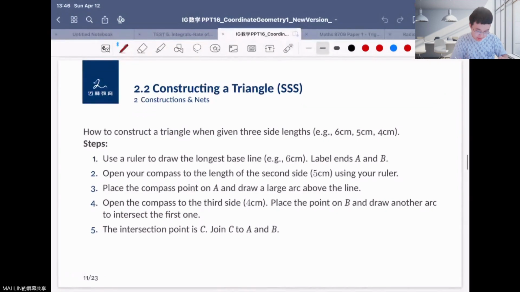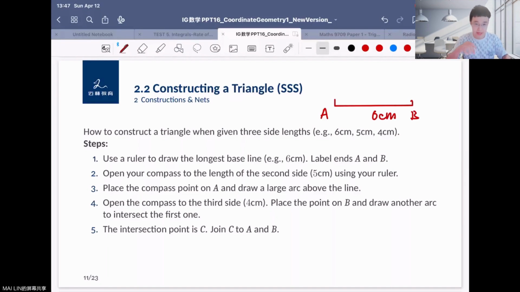If you want to construct a triangle with sides 6 centimeter, 5 centimeter, and 4 centimeter, here are several steps. First, we draw the longest side as the baseline, that is 6 centimeter. Here is A, here is B, and the distance between A and B is 6 centimeter. Then we draw the other two sides, AC and BC.